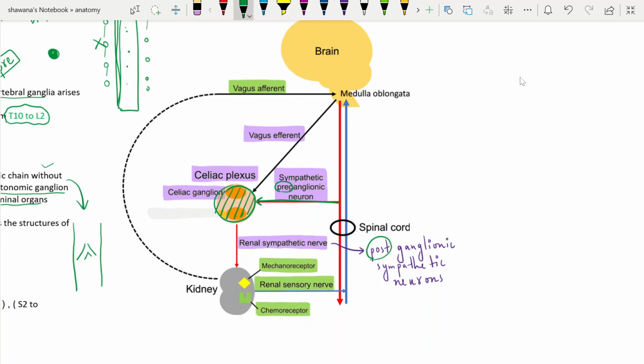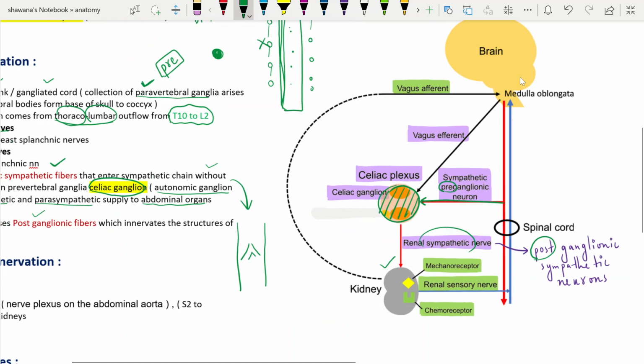Let's focus on this diagram. From the sympathetic trunk, from the vertebral column arise the sympathetic preganglionic neurons. They relay in the celiac ganglion, and they arise as postganglionic sympathetic fibers, and they innervate the kidney via the sympathetic innervation. This one is the efferent pathway. Okay, this is the efferent pathway, not the afferent, because afferent will go towards the central nervous system. It is coming from the central nervous system, so this one is the efferent.